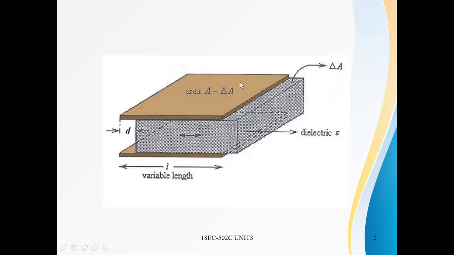See, generally this is the area. This is the change of the area because of the movement of the dielectric. See here, actually the plates extend from here to here, but there is a movement of the dielectric medium towards the right side. So towards the right side of D, there is a change in the area, delta A. This is the variable length.